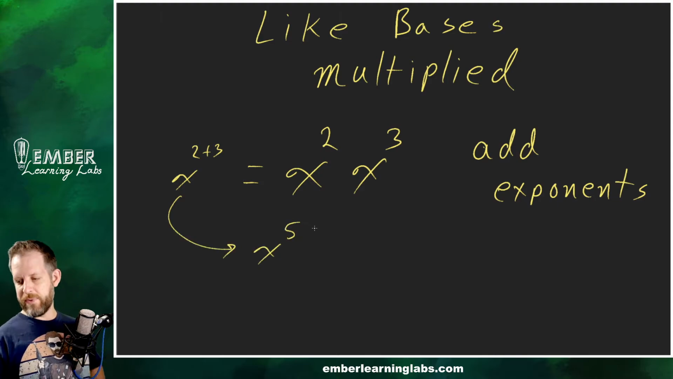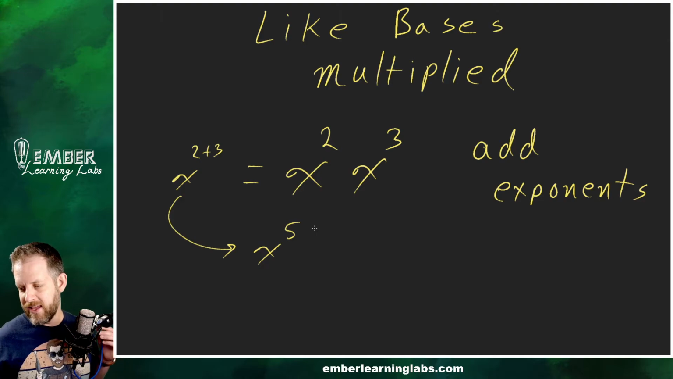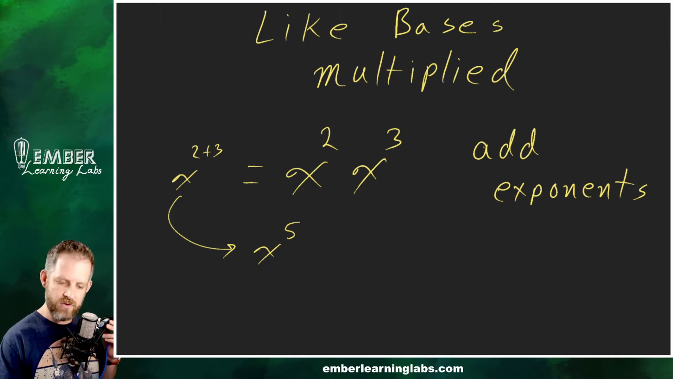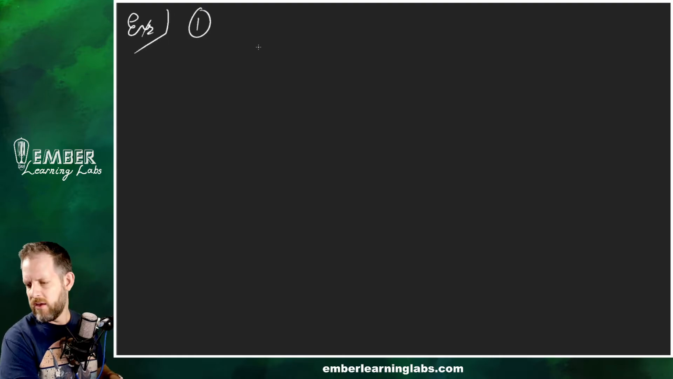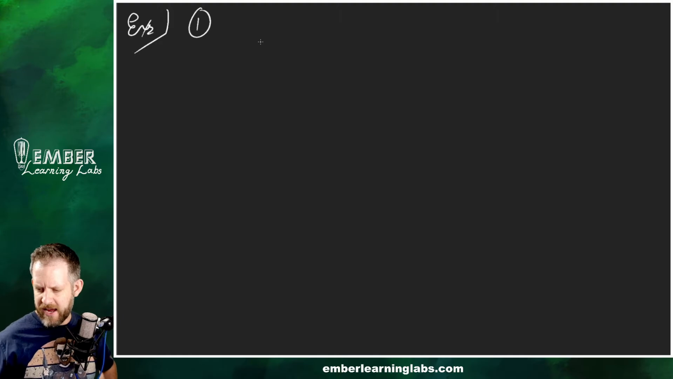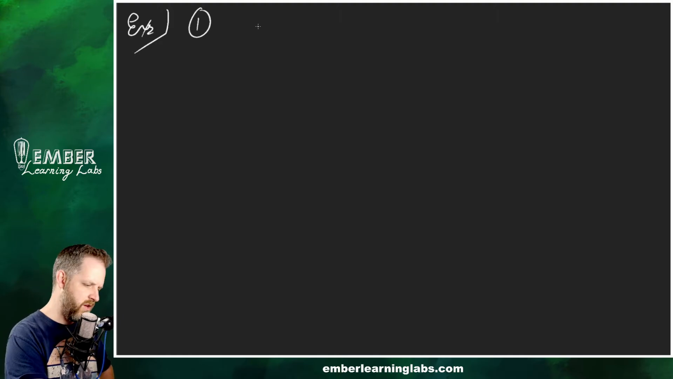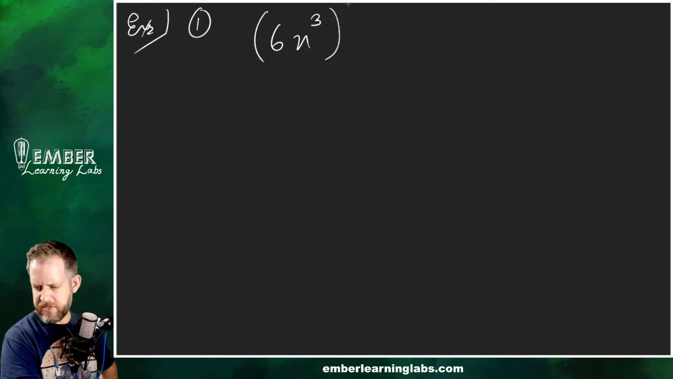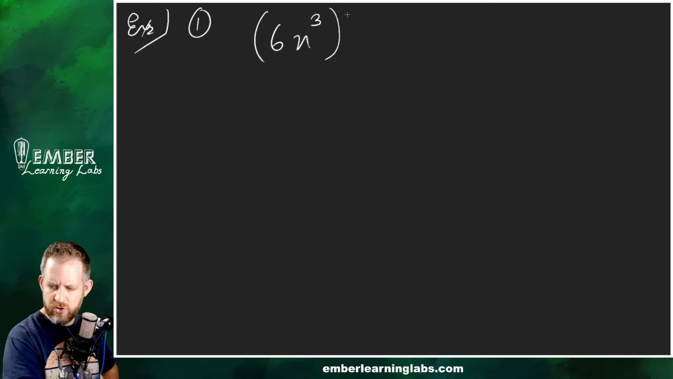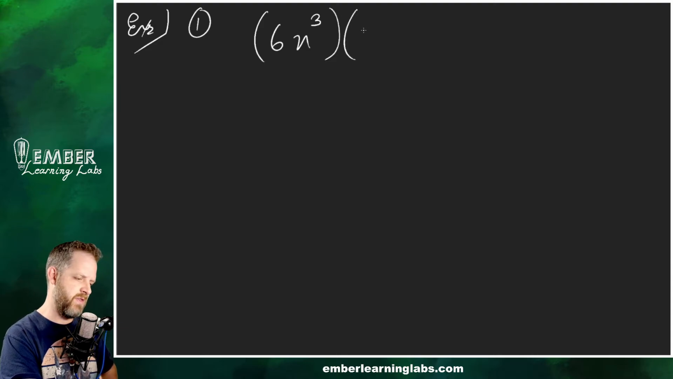Let's do a couple examples with this. Okay, so let's do some examples. This is example 1. It is going to be 6n cubed times 2n to the 7th.